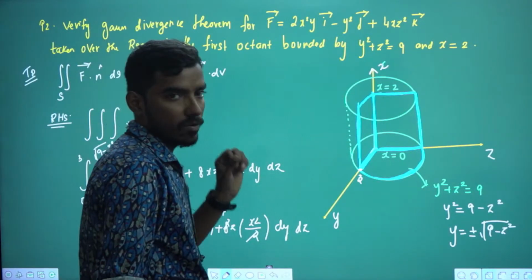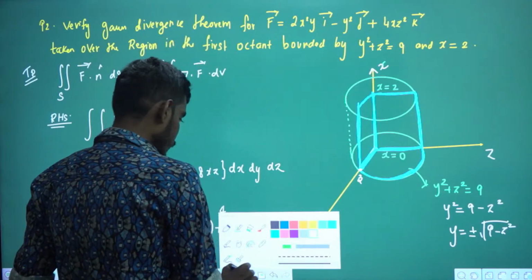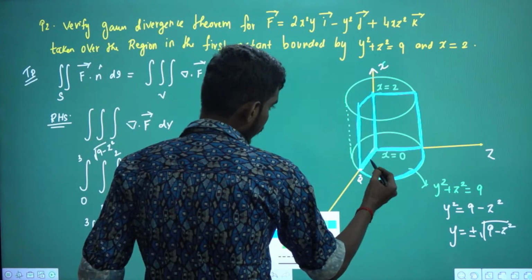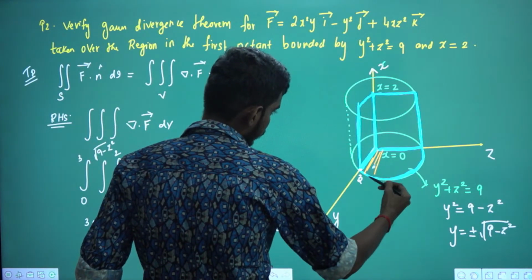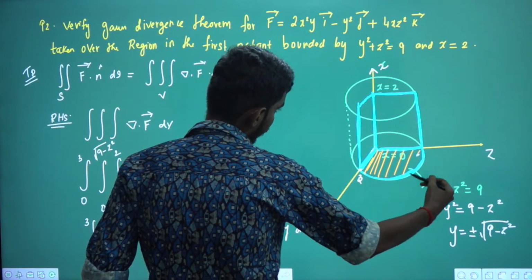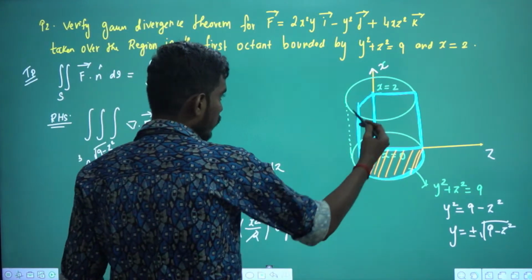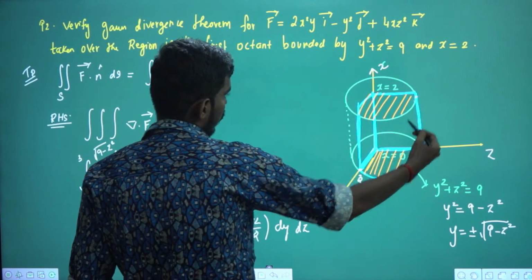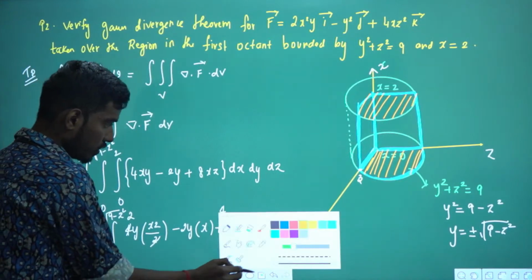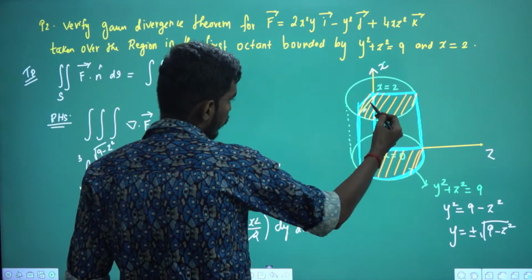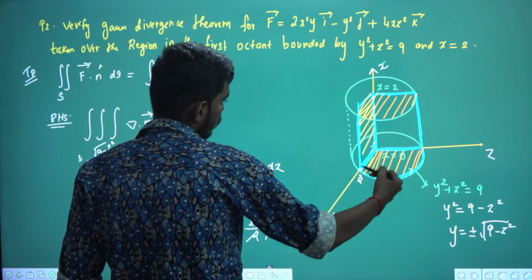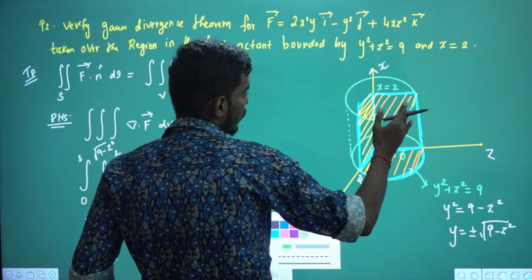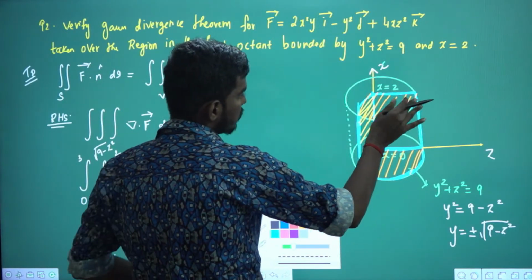See, how many faces are there here? Let me draw that, right? Because see, we have this bottom surface, and we have the upper surface, right? And also we have the left surface. Also we have this right surface, or you can see this back surface, right?